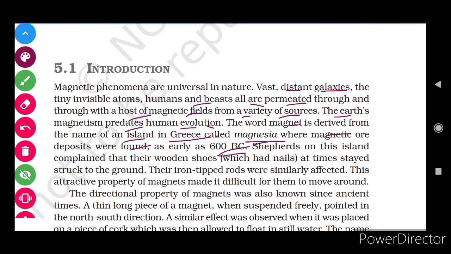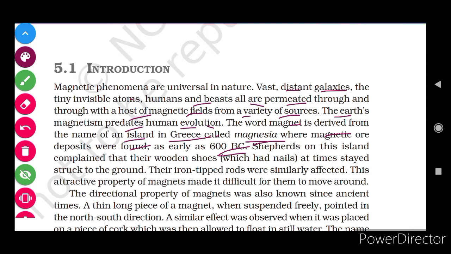Now, there were shepherds roaming on the island, doing their work. Sometimes their shoes, which had iron nails in them, would stick to some stones. The shepherds and the people of Greece came to know that there are some stones which have an attracting property, which in future were called magnets. From there the name magnet came, because the island's name was Magnesia.